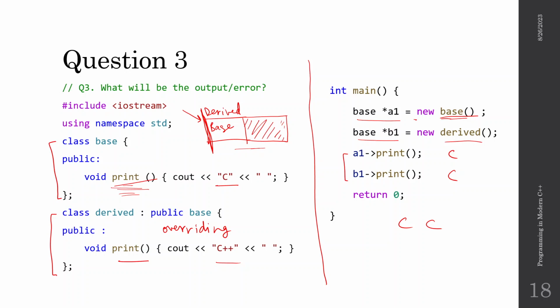So is this question clear? You might have a question that if b1 is interpreted as a base object, and therefore the base version of the print function is called, so wouldn't that cause any problems, because the object is actually a derived object?